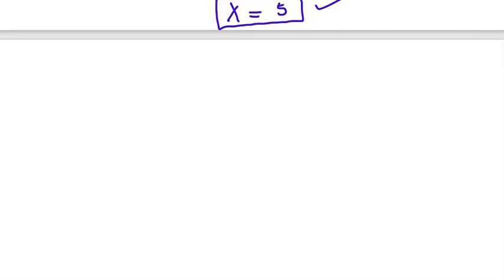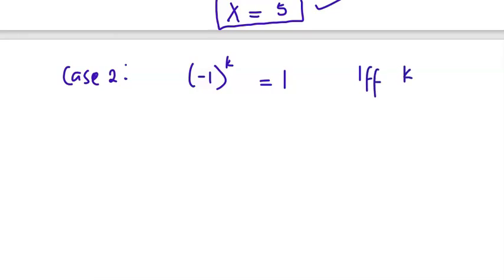For my second case now, let's call it case 2. We're going to consider the following: negative 1 to the power of k, or you can use n or b, whatever, any letter you wish. I'm using k. So negative 1 to the power of k is equal to 1, but there must be a condition: if and only if k is even, right? Cool.